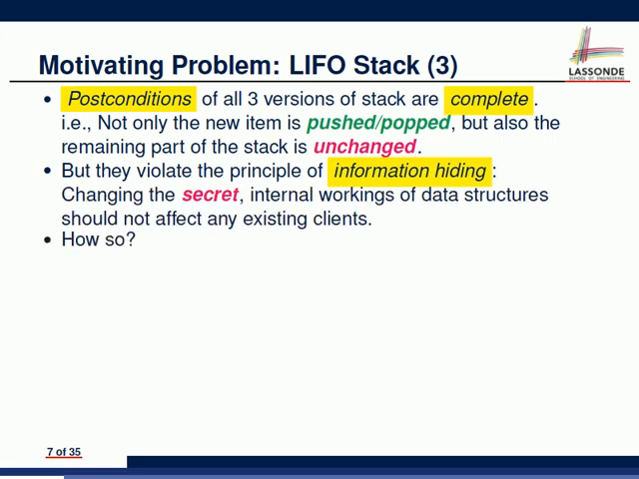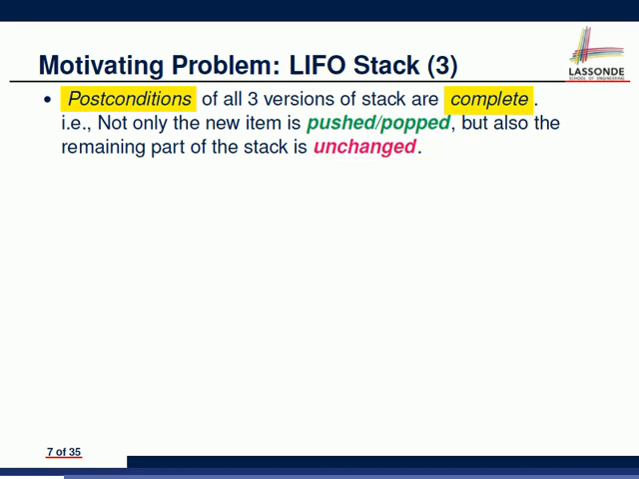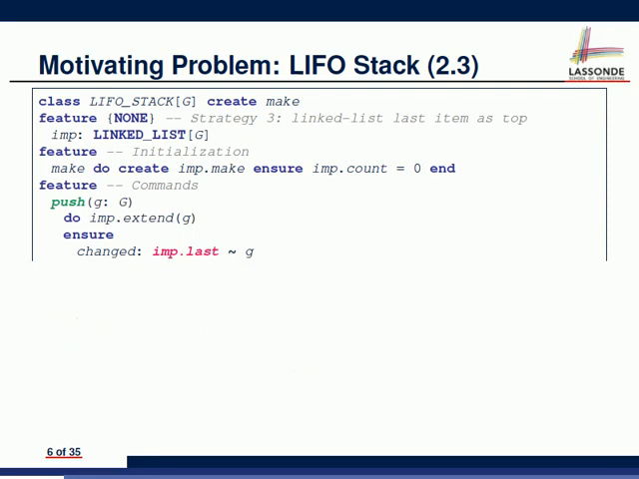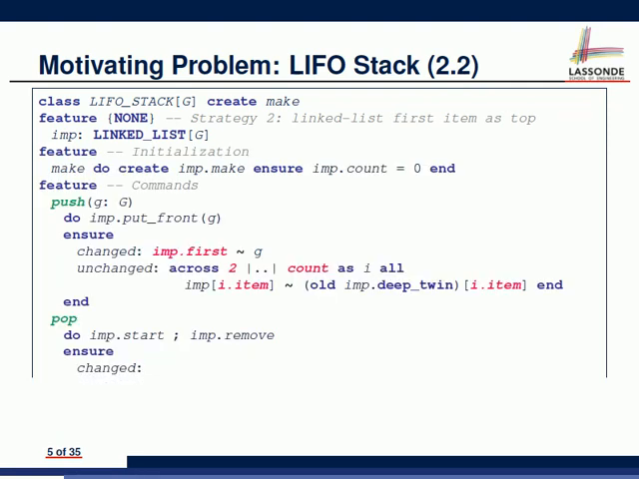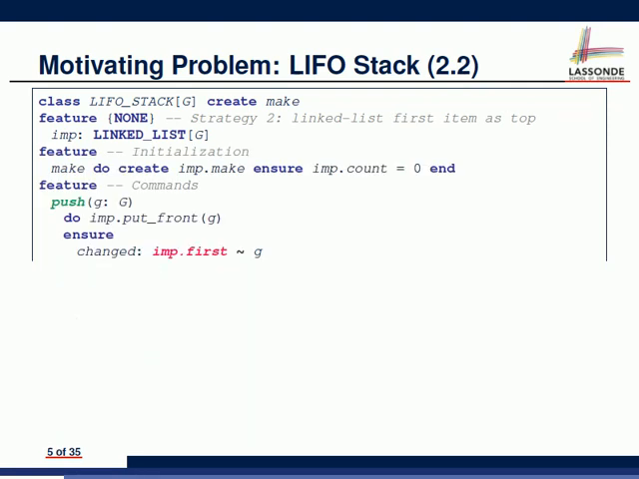Now, how is that the case? Based on what we have seen, can you see how the information hiding principle was violated? Just give me one example. It's different? Yeah, exactly. Let's see that very quickly. For example, in version number 3, we say imp the last because we are treating the last element of the list to be the top. On the other hand, in version number 2, since we are treating the first item to be the top, that's why we say imp the first.